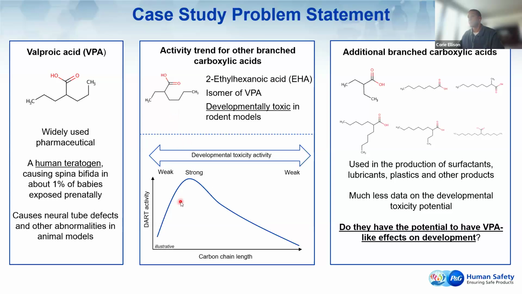models. There have been a number of different studies where various branch chain carboxylic acids have been tested in a variety of screening level developmental toxicity assays. There's an apparent trend that some of these branch carboxylic acids cause valproic-like developmental toxicity effects, while others do not. Thus, there is sufficient information to indicate that some analogs of valproic acid can have developmental toxicity potential. However, it's not clear whether the active compounds act via the same mode of action, or if there are limits of structural similarity beyond which biological activity diverges. So the focus of the case study was to investigate whether a group of branch carboxylic acids, as pictured here on the slide, had the potential to have valproate-like effects on development.